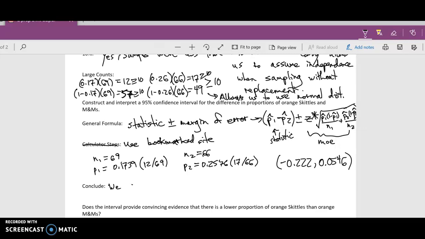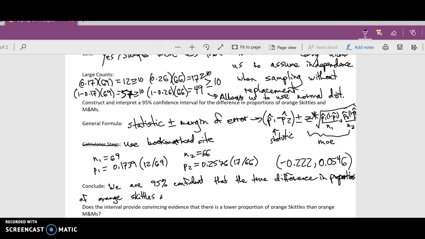And so we conclude we are 95% confident that the true difference, we got to be careful about order too, in proportions of orange Skittles first, and M&Ms is between negative 0.222 and 0.0546.